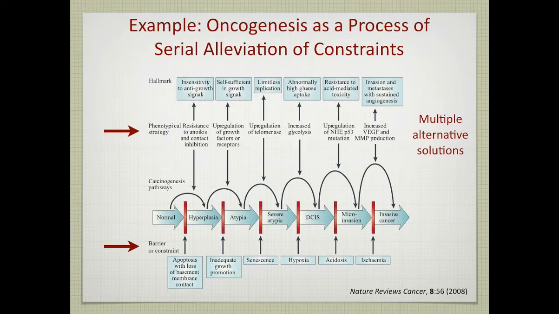There are different ways of overcoming these constraints. So there are different optimal solutions, well, optimal from the cancer standpoint, to get to a fully fledged metastatic state. So you can think of cancer now like this.